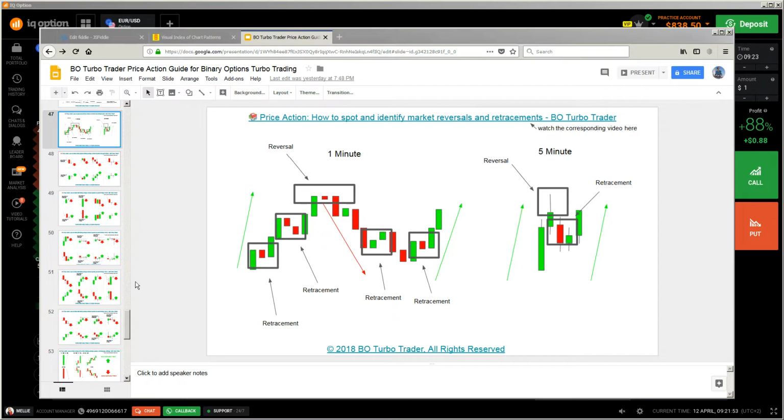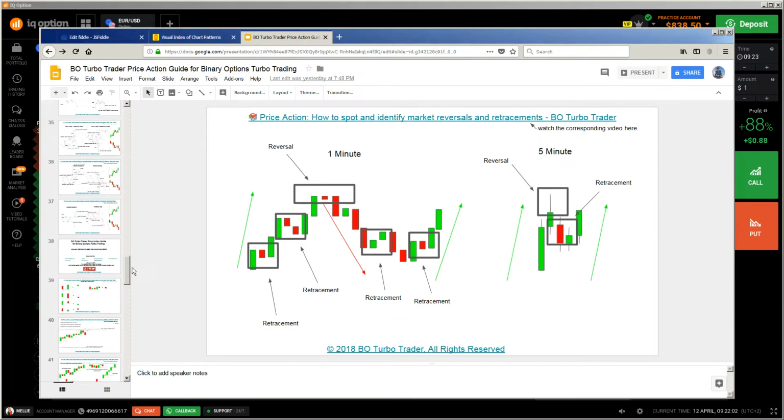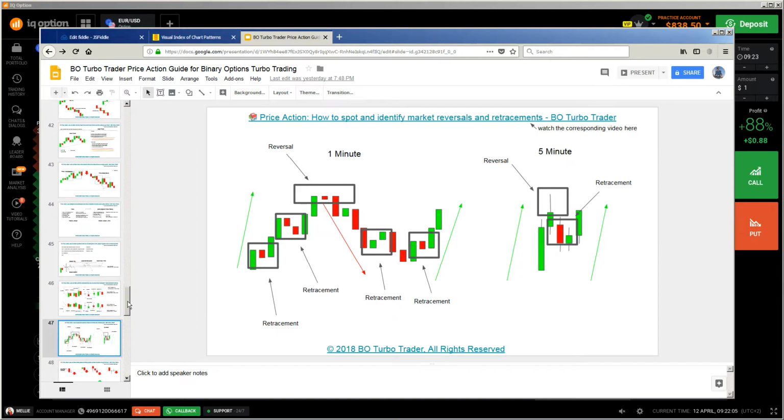This ebook contains the most important candlestick patterns, chart patterns, binary option turbo trading concepts, market condition, trend identification, rejection, and candlestick mass, and a lot more concepts which you can also use for Forex and digital options.